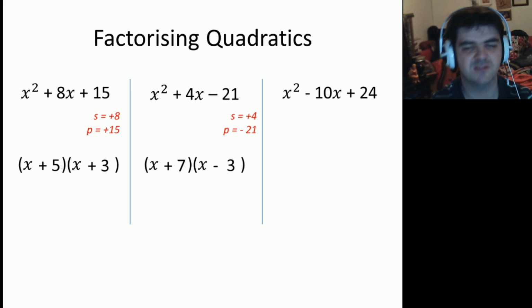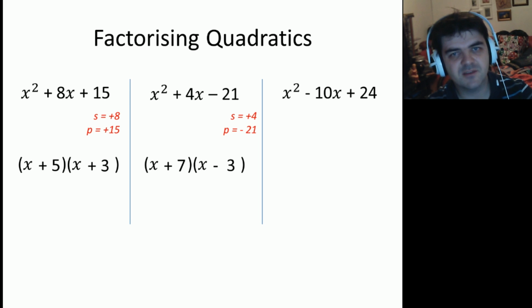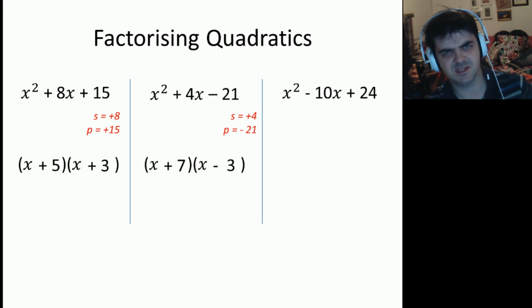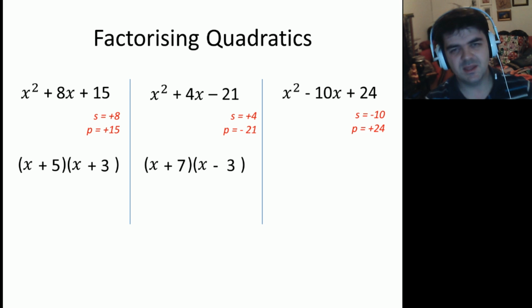And last but not least, two numbers that multiply together to give you plus 24 and add together to give you minus 10. It's quite unusual. In this case, we've got a positive for a product and our sum is negative. Well, in that case, usually these two numbers are both going to be negative.